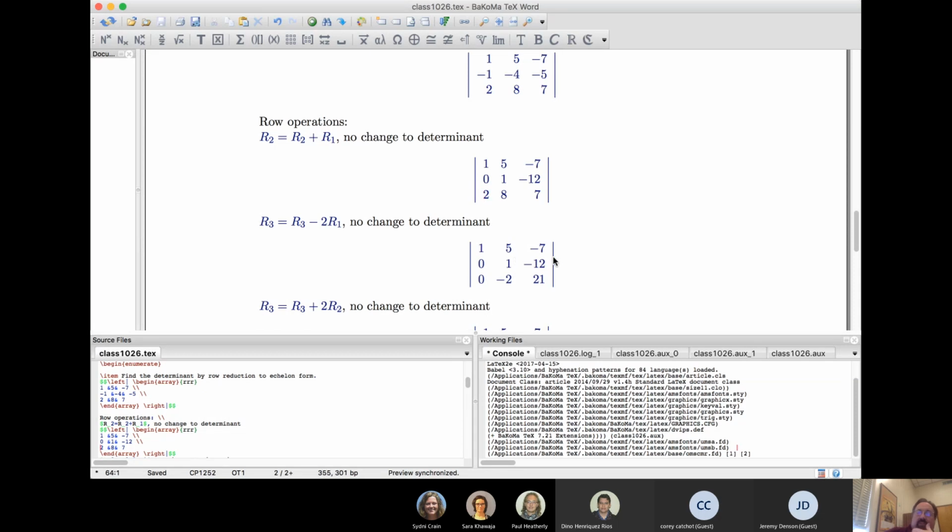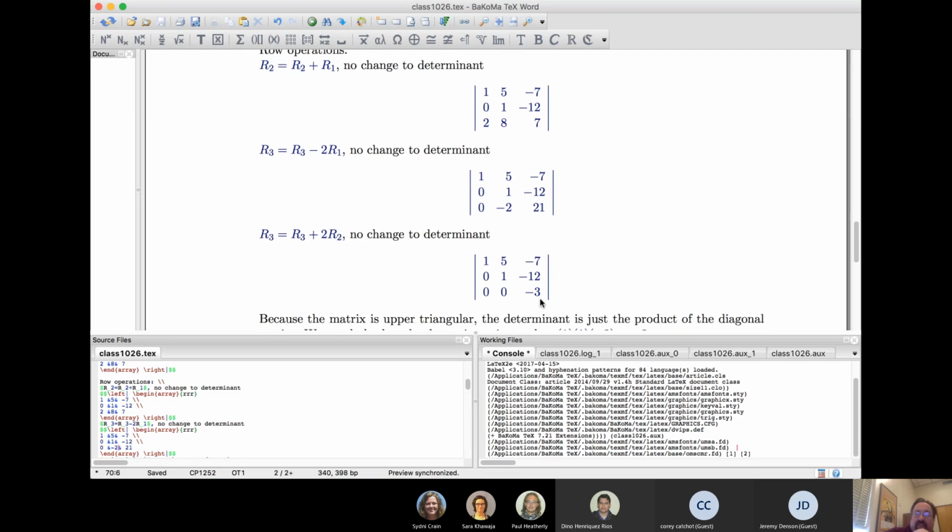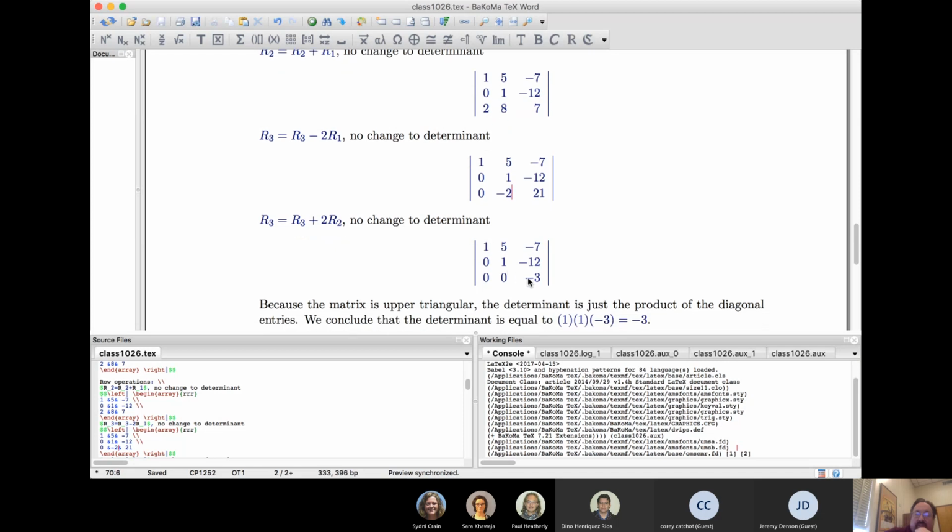But what I really want to do is keep going to get to echelon form, and I can just multiply the diagonal entries. So to eliminate this entry, I take twice this row and add it to this row. Again, it won't change the determinant, and I've gotten it to upper triangular form. So the determinant of this matrix is the same as the determinant of the original. So now I can just multiply the diagonal entries, and then I'm done. There's my determinant.